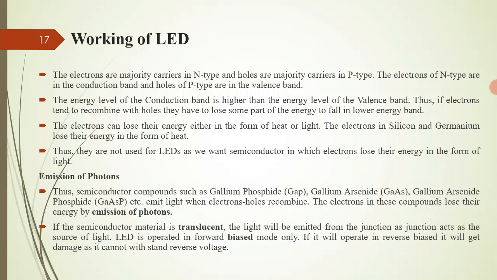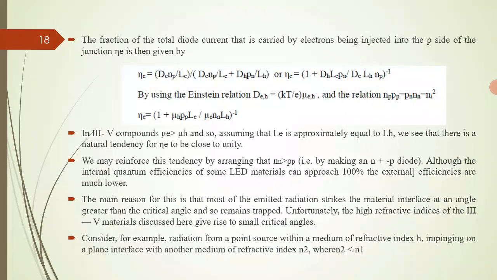The LED is operated in the forward bias mode only. If it is operated in reverse condition, the circuit will get damaged, because it cannot withstand the reverse voltage. The fraction of the total diode current which carries the electrons injected by the P type of the junction is given by the expression below. This expression denotes the electrons being injected into the P type of the junction from the N type.